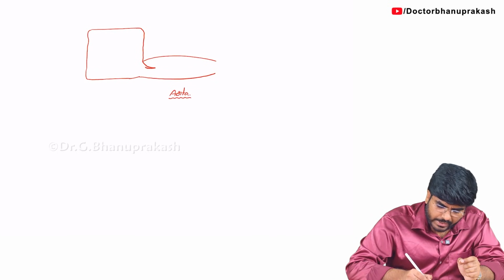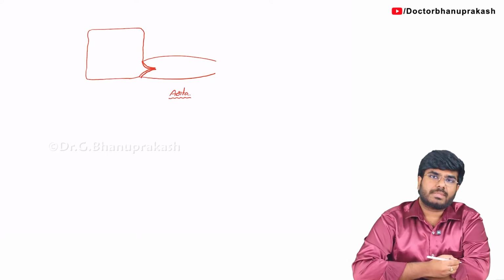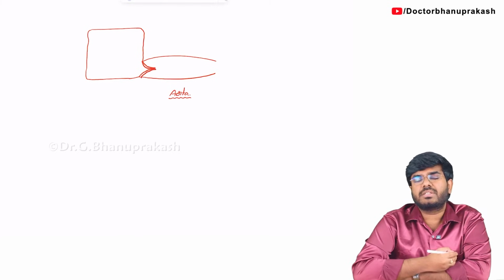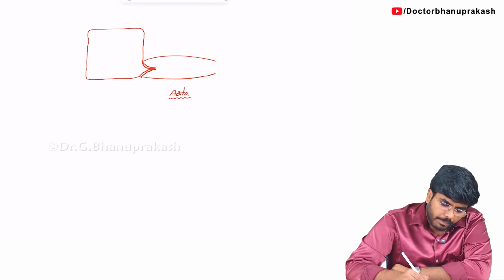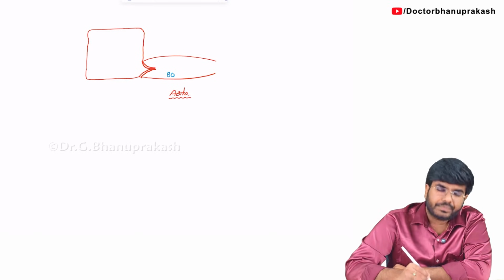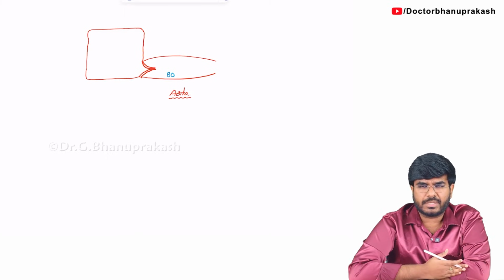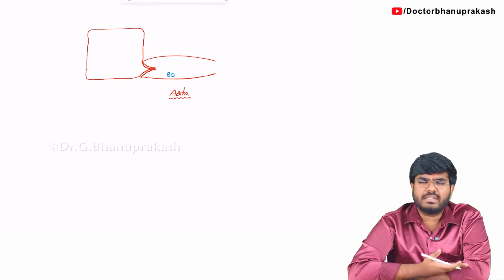And what is this wall that I am drawing over here? This is the aortic wall, which is in the closed state. First, what is the pressure that is present in the aorta? What is the minimum pressure that is present in the aorta when the heart is not contracting? That is 80 mmHg. The minimum pressure maintained in the aorta is 80 mmHg. And what is the status of the aortic wall? It is in the closed state.